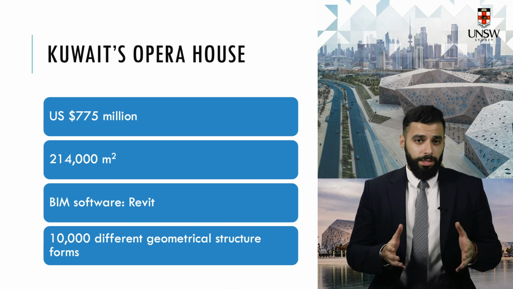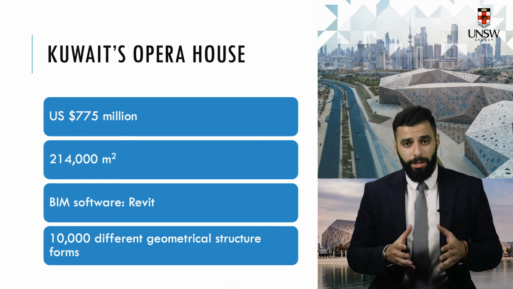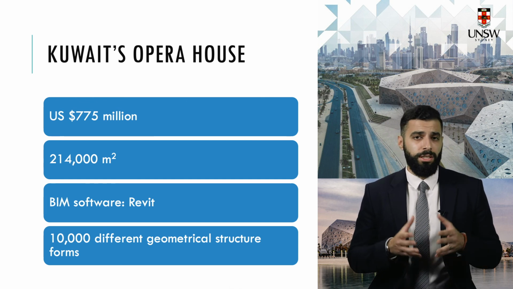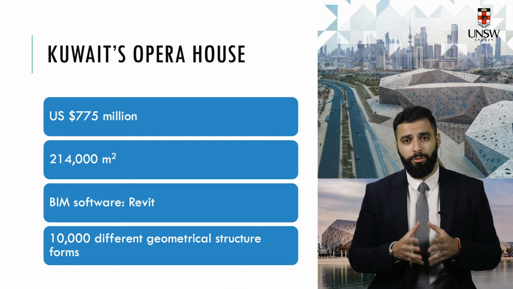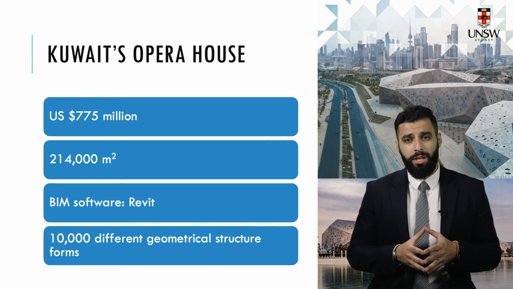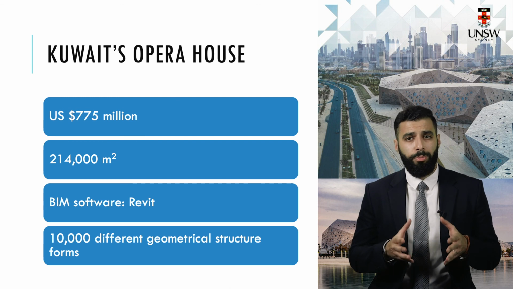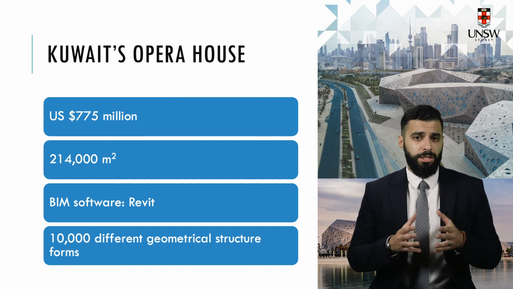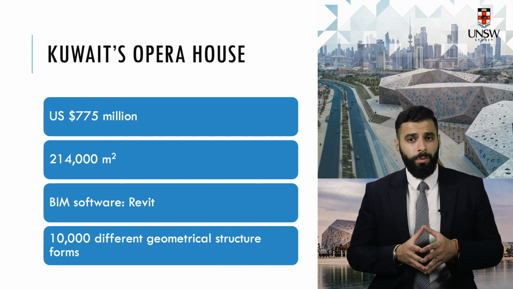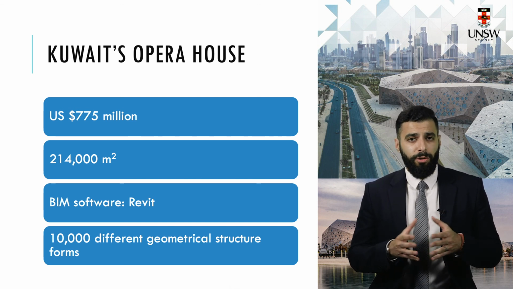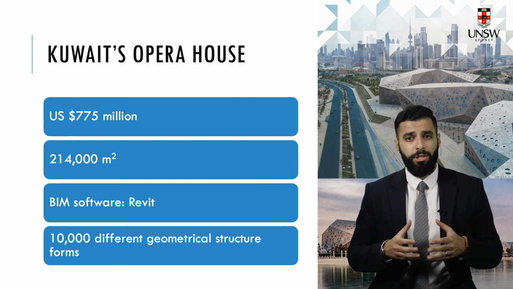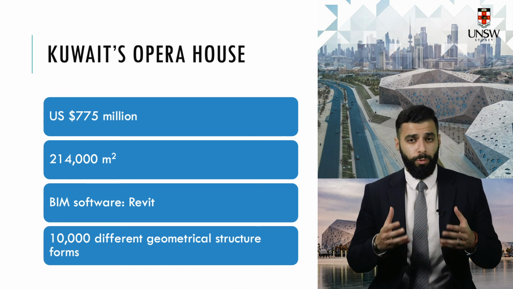Finally, we move to the Middle East, specifically the Opera House of Kuwait. This was a $775 million US project. Its size was roughly 214,000 meters squared. Revit was used to construct the 10,000 different geometrical structure forms, as can be seen from the facade of the building in the images in front of you. And in that project, Revit helped the various architects and the engineers that were involved in terms of coordination.